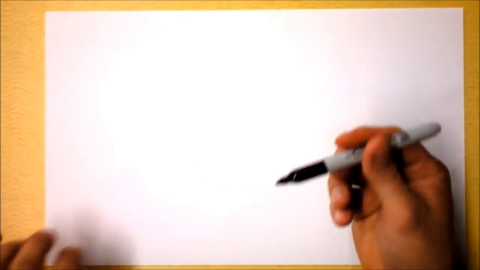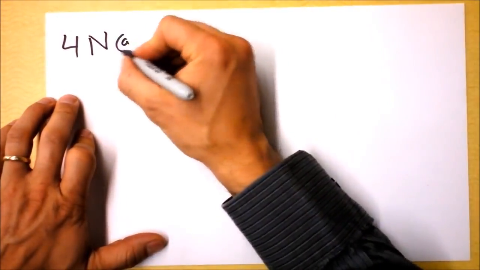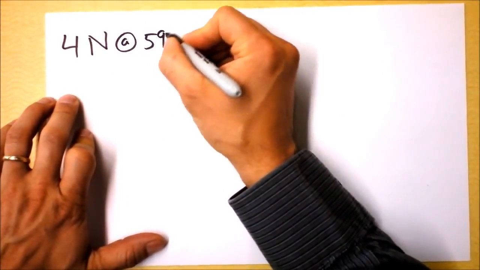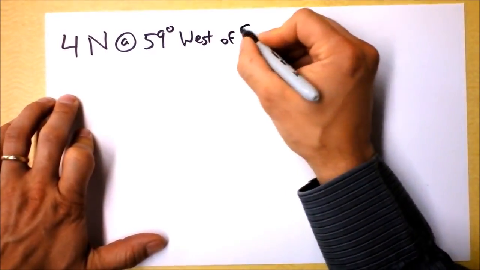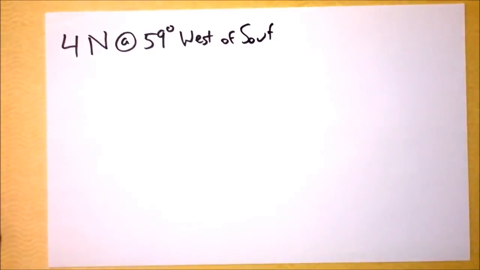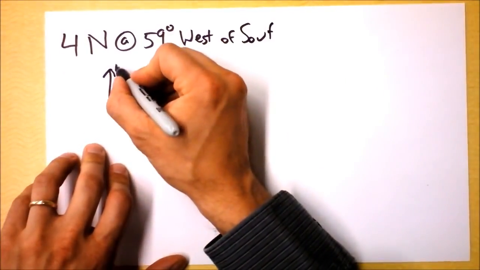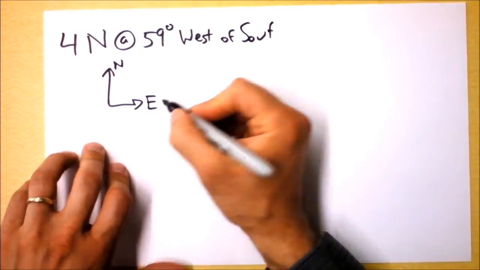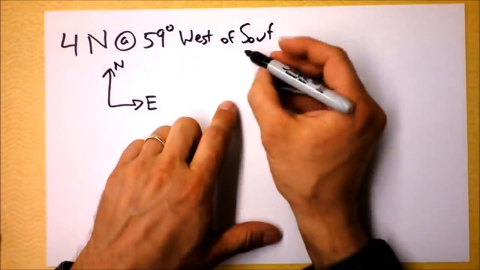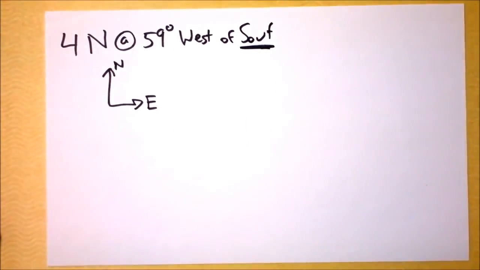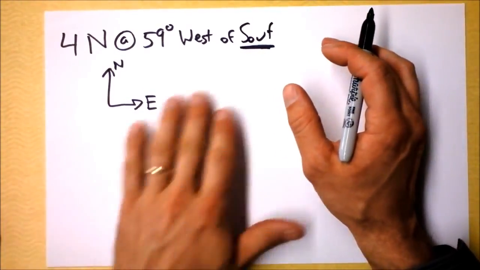Here's the next problem. This problem is 4 newtons, and it is at an angle of 59 degrees west of south. Can we do that? Now, in this case, I'm probably going to make a coordinate system that's the traditional way, where I'm putting north here and east here, and I need to go west of south. So what I do in order to do this is I think about south, and I need to be 59 degrees west of it.